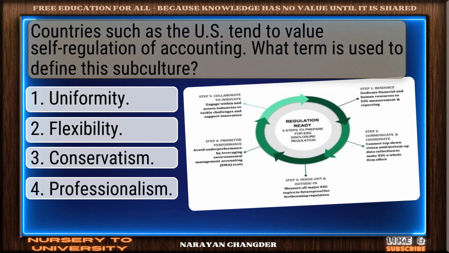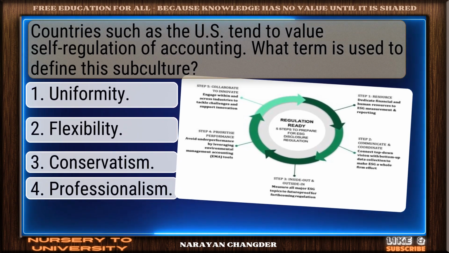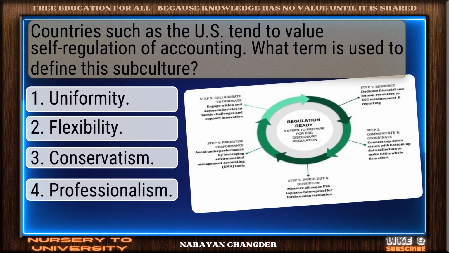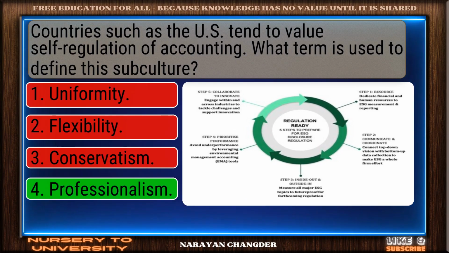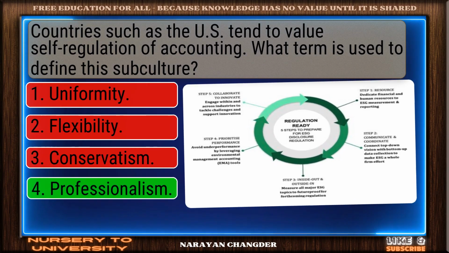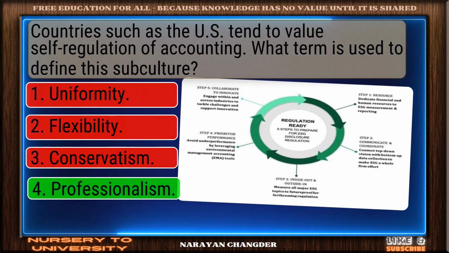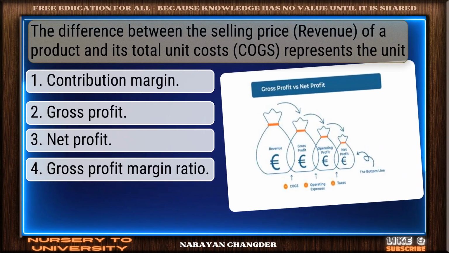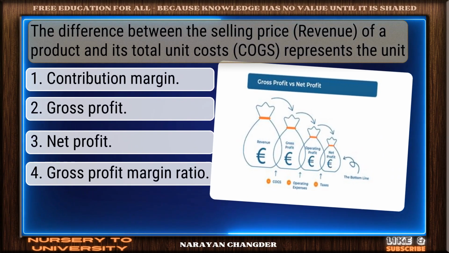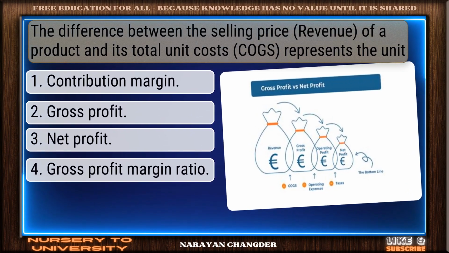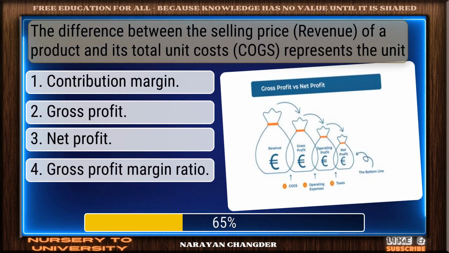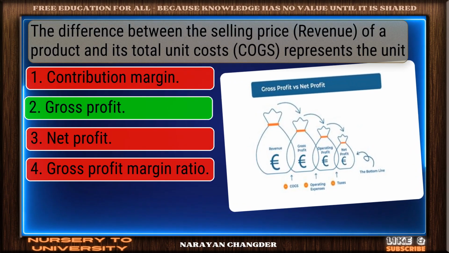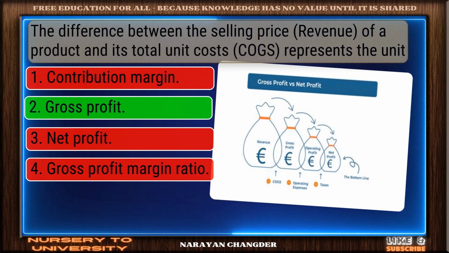Countries such as the US tend to value self-regulation of accounting. What term is used to define this subculture? Excellent. Professionalism is a brilliant choice. The difference between the selling price of a product and its total unit costs represents the unit. Smart move. Gross profit is an accurate answer.